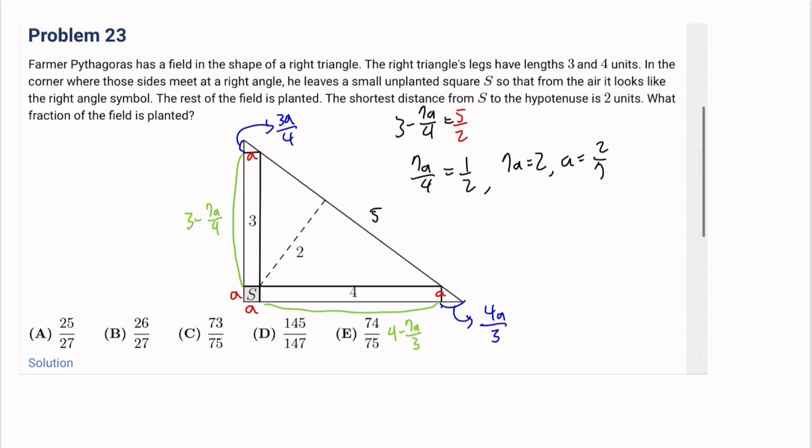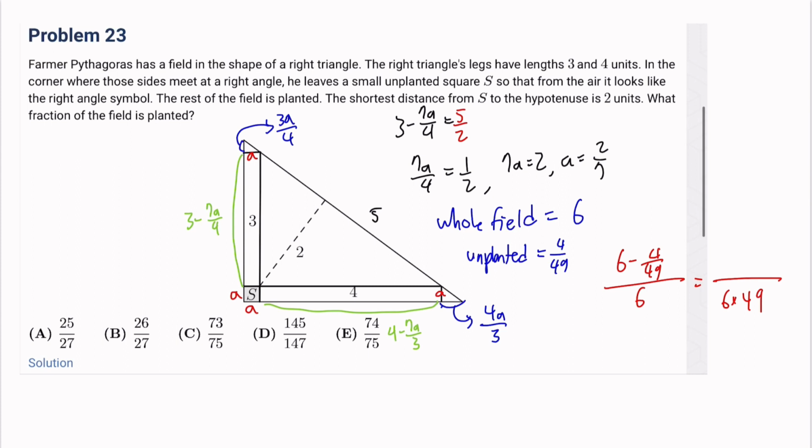So this is 3 and this is 4, so the whole field area is 6, right? And unplanted, this is 2 over 7 squared, which is 4 over 49. So the planted fraction would be 6 minus 4 over 49, all over 6. And so this is 6 times 49 all under, and then we have 49 times 6 minus 4. And so 49 times 6 is 294, so it's 294 minus 4 under 294.